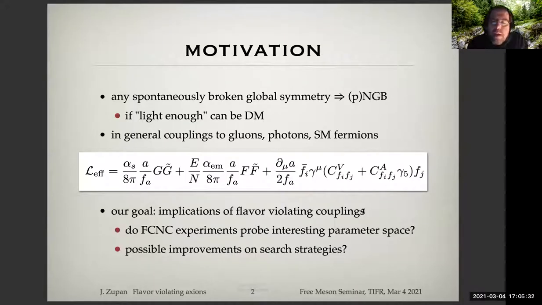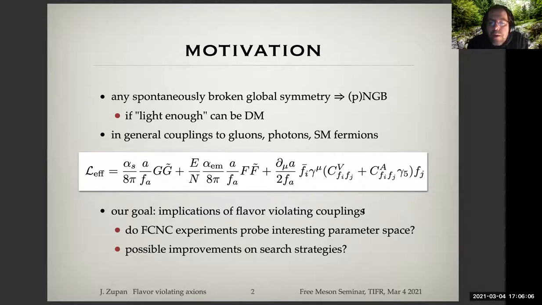Let me start with the motivation. It's really sort of bottom up. If you think about any spontaneously broken global symmetry, there would be a pseudo Nambu-Goldstone boson. If this is light enough, it can be dark matter. And then you want to ask about what the properties of these PNGBs are. So it's completely bottom up.